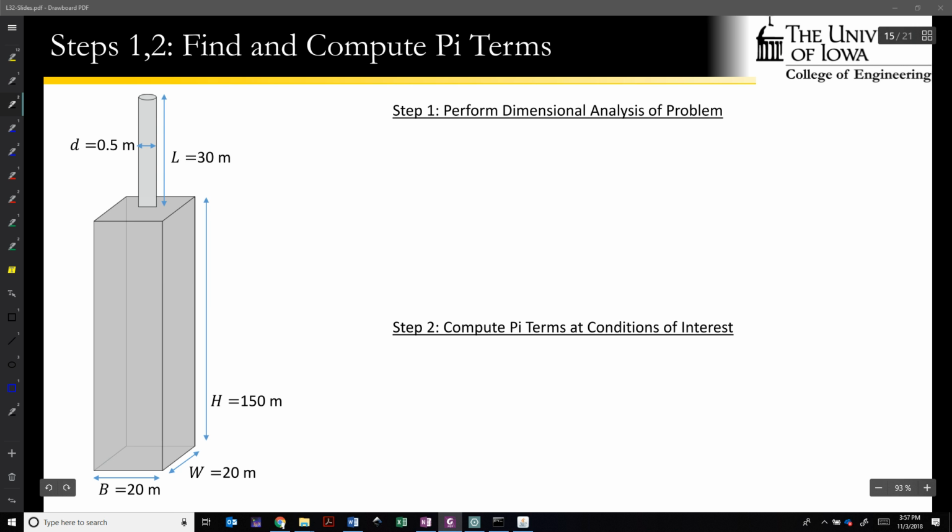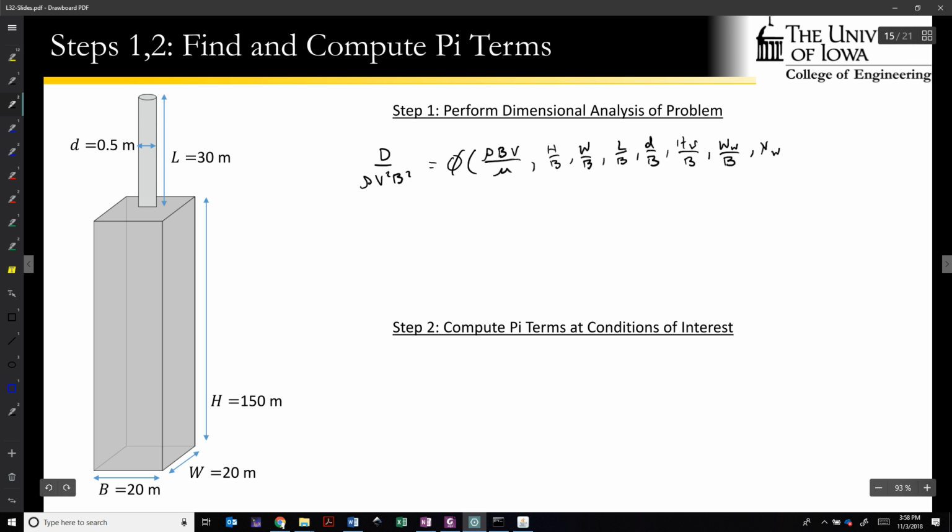We've already specified that our drag coefficient, which is drag over rho v squared b squared, is equal to a function of h over b, rho v b over mu, there's our Reynolds number, then w over b, l over b, d over b, and the window dimensions, and the total number of windows. So there are 9 pi terms.